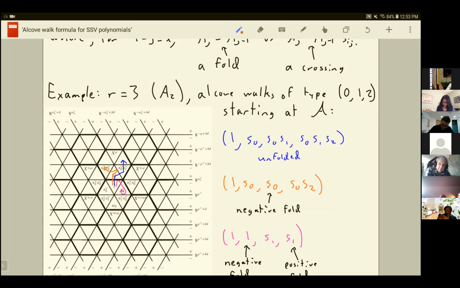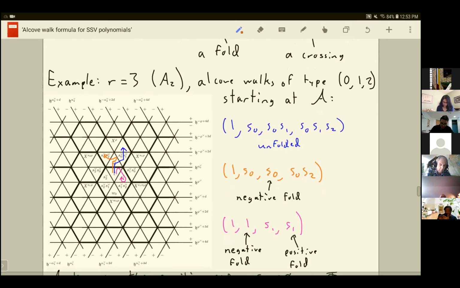And the pink path is another example that has two folds in it. We choose not to fold the first time, then we go to S1, then we choose not to fold the second time either. So you see the pink path sort of goes up to one wall, turns around, then goes through, turns around again, and stays like that.